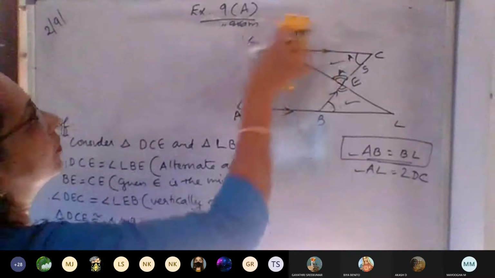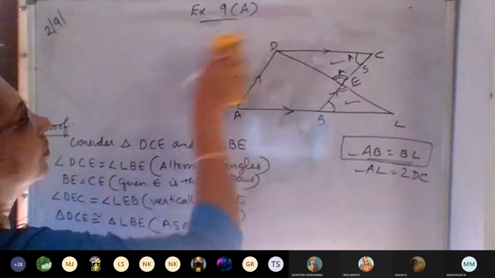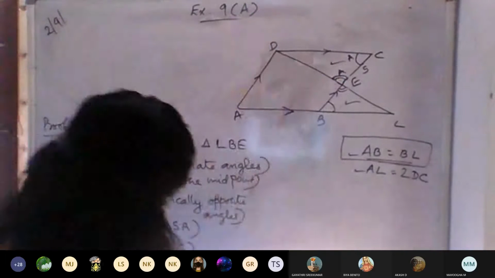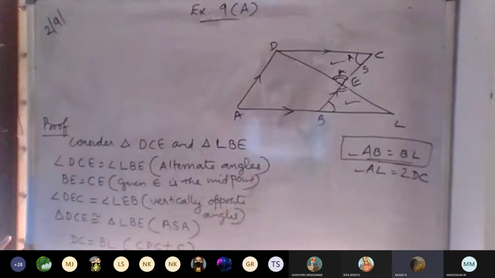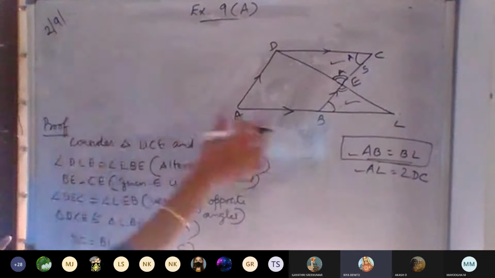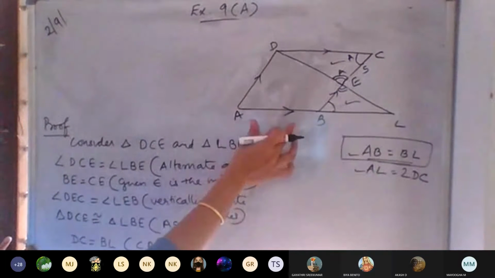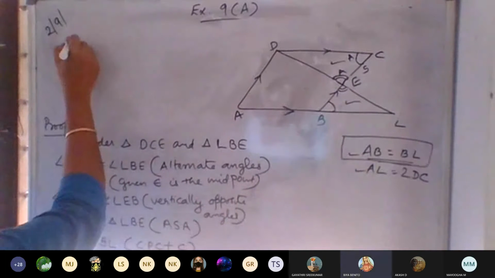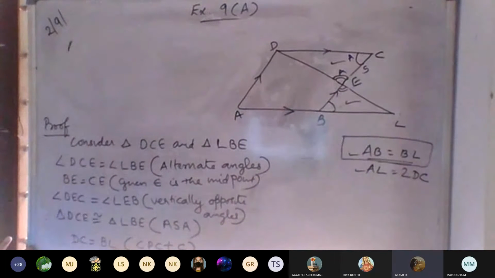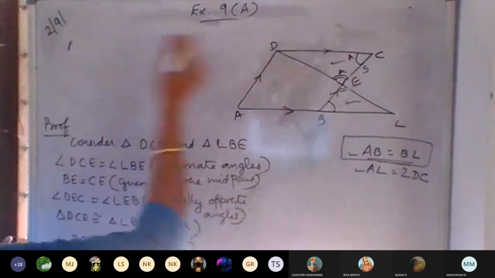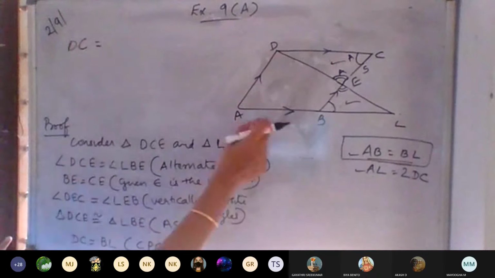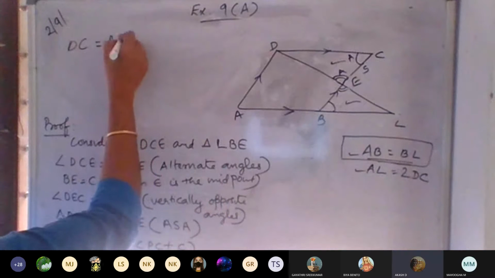Next one. For the second part, what do we have to prove? AB is equal to BL. So for that, what can we write? DC is equal to BL, we got. The same DC we can write in another form as DC is equal to AB.